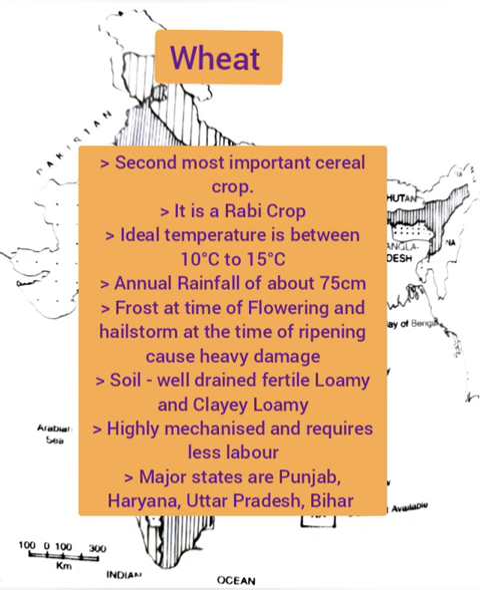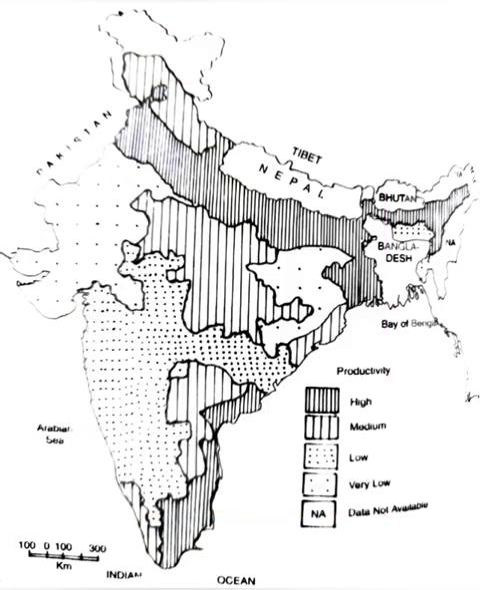Frost at the time of flowering and hailstorm at the time of ripening cause heavy damage. Soil required is well drained, fertile, loamy and clay loamy. Highly mechanized and requires less labor. Major states are Punjab, Haryana, Uttar Pradesh, Bihar.